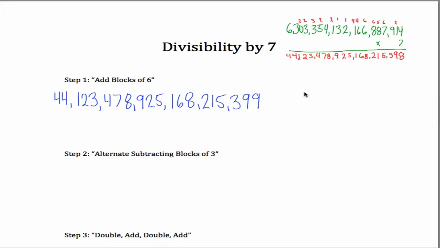Alright, here's a quick video showing a divisibility by 7 rule. I know there's a bunch of them out there. This is one that a colleague and I came up with and thought it was worth sharing.